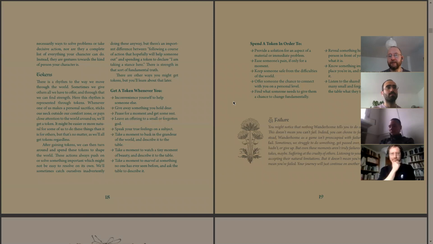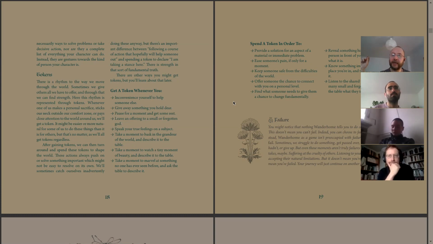Underneath it, there is a core token system. The token system is very simple, but it forms a kind of flow. It's defined really here. There's other stuff, but this gives you the core. With these two parts, you get a token. It's defined like whenever you inconvenience yourself to help someone else, or when you give away something you hold dear, or there are other conditions like pausing for a moment and getting some rest, and so on and so forth.